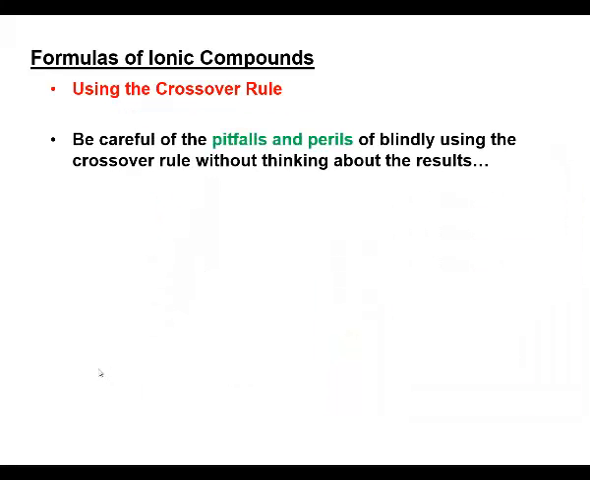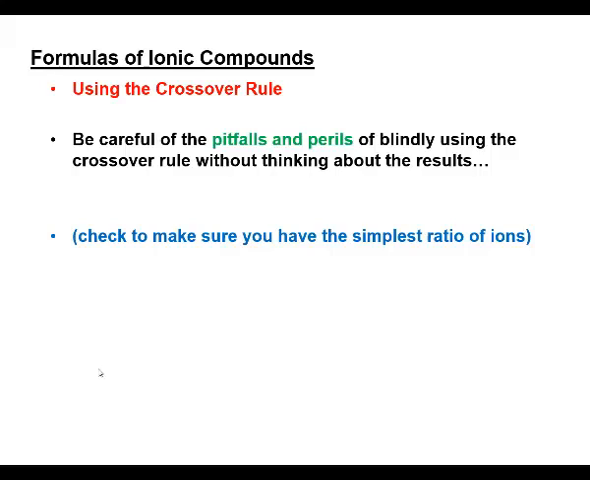Now, you must be careful. If students blindly use the crossover rule, there's a few pitfalls and pearls they might run into. Okay? Here's where you need to be careful. Make sure when you come up with the end formula of your compound that you have the simplest ratio of the ions shown. If you can simplify it to a smaller whole number ratio of the ions, you should do so. Make sure you have that simplest ratio of the ions.